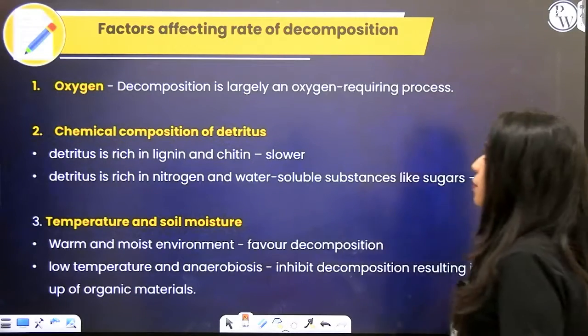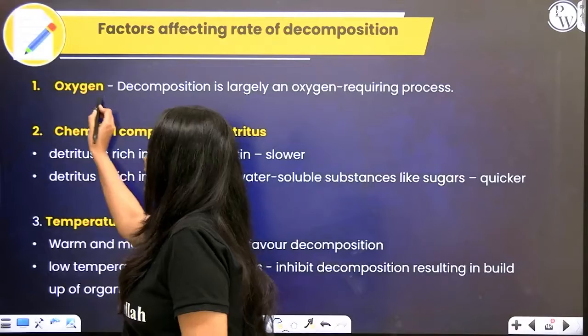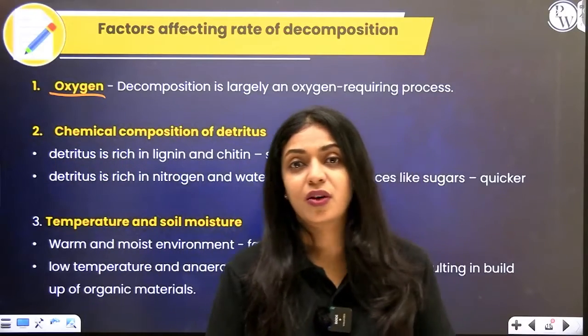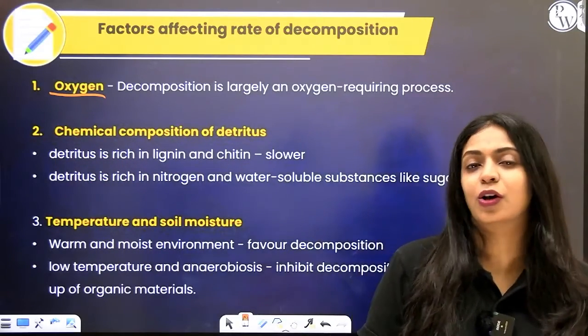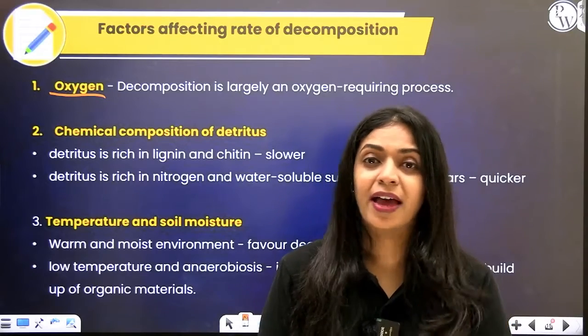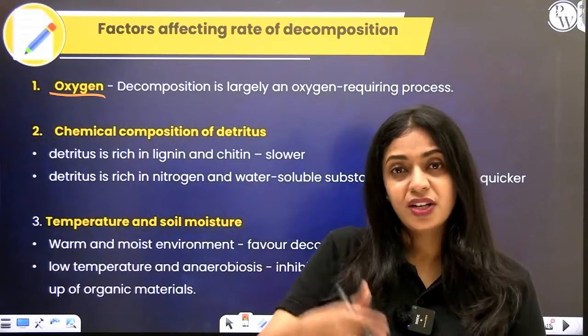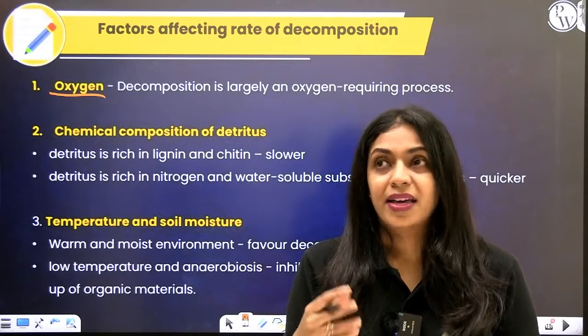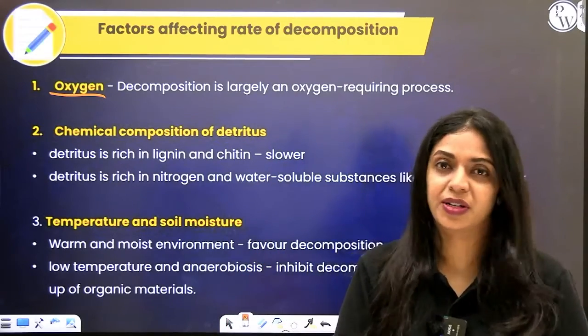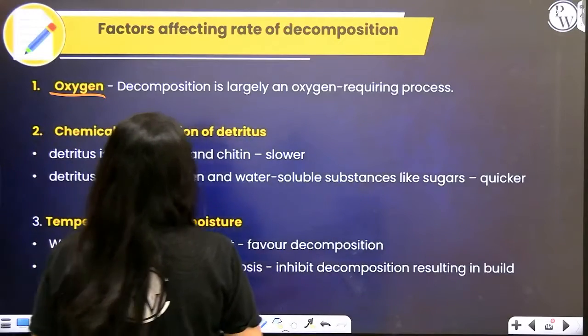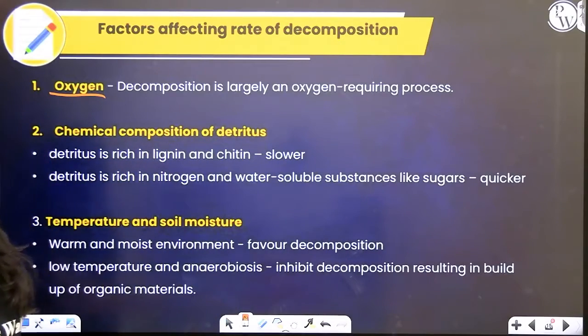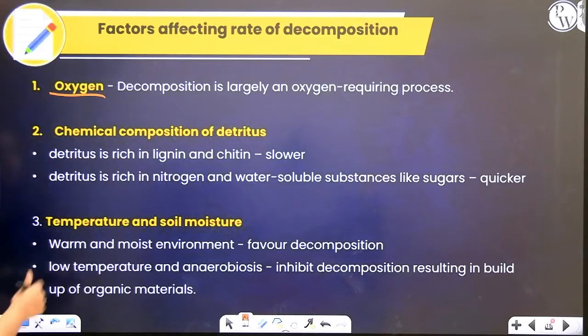Now, what are some factors that affect the rate of decomposition? Oxygen definitely is a factor. Decomposition is an oxygen requiring process because most of the decomposer organisms are aerobic heterotrophs. So with the help of oxygen is how they can break down the detritus. So oxygen is an absolute requirement. It requires large amounts of oxygen. Whenever there's more oxygen, there's better decomposition, quicker decomposition. When there's less oxygen or the oxygen content is limiting, then the rate of decomposition is going to be slow.